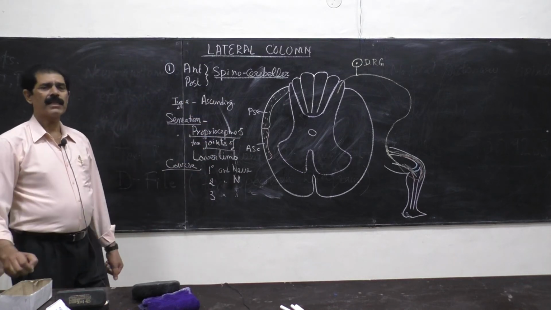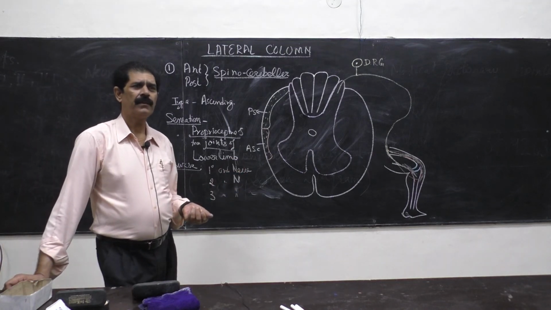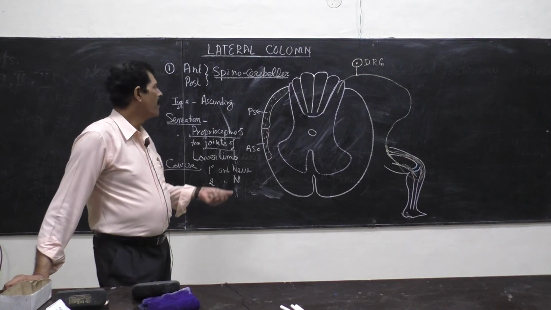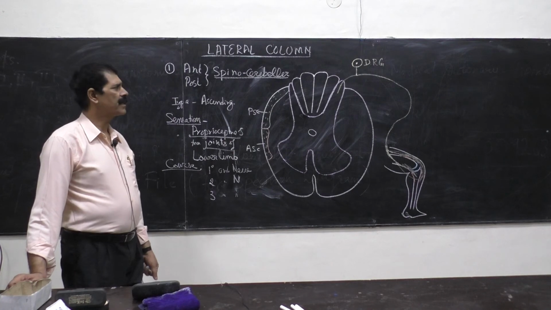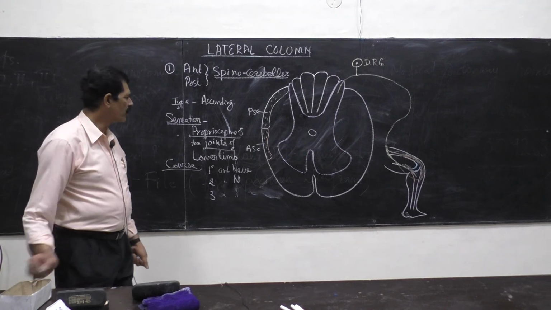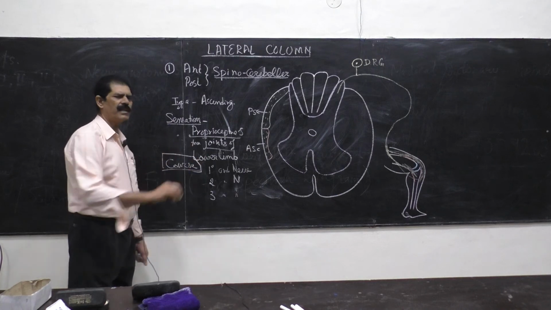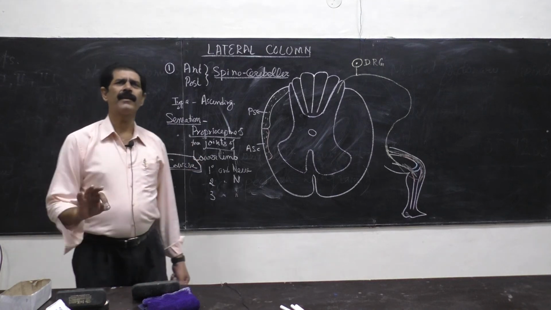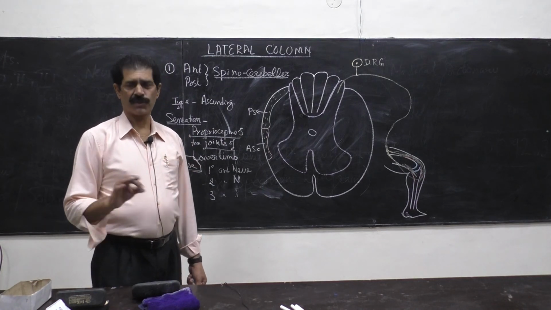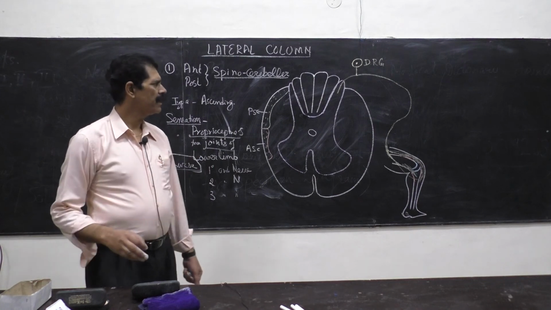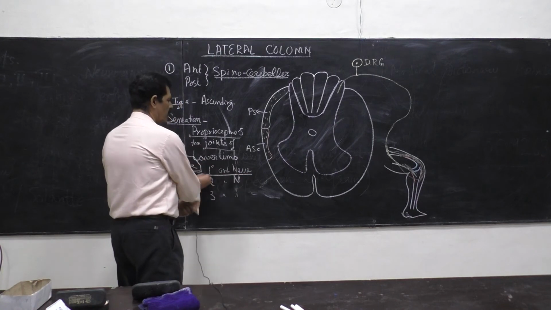Now the question arises: when these are the same sensations carried by the spinocerebellar tract, why are there two, anterior and posterior? The answer is that it is because of the course of these two tracts. Both are reaching the cerebellum, but there is a difference in the course. So we will take them one by one. First we will take the first order neurons.